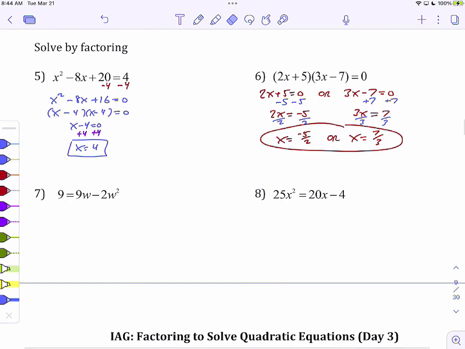Okay. Now there is something that I need to tell you about that we've never mentioned before because it's never come up. And it's going to come up on number 7. Number 7, I need to move everything to one side. I need to get an equal 0.